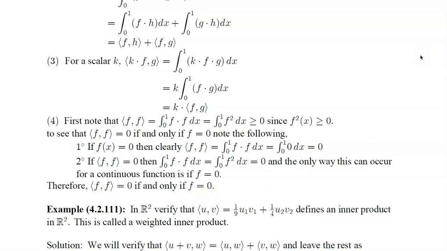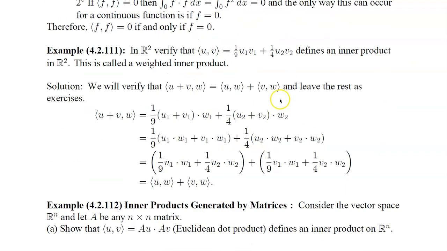Let's take a look at another example of an inner product. So now we're going to consider the vector space R2 here. So in R2, let's verify that this quantity, so if we take the inner product of the vector u and v and define it to be 1/9 u1 times v1 plus 1/4 u2 times v2, keep in mind we're letting u and v be vectors of this form, so u is (u1, u2), and v is defined similarly, so we define the inner product of u with v to be this quantity right here.